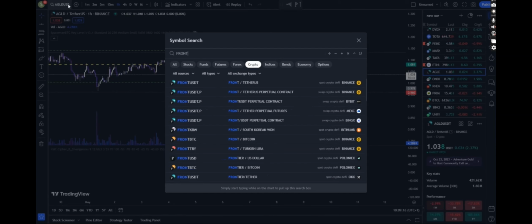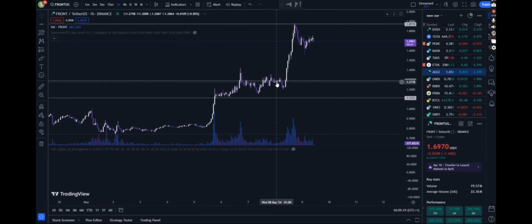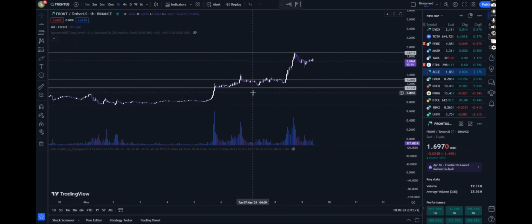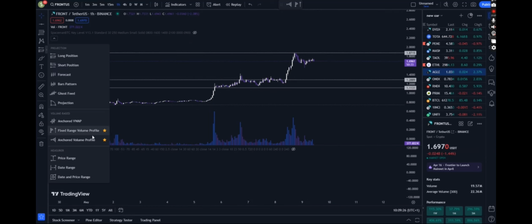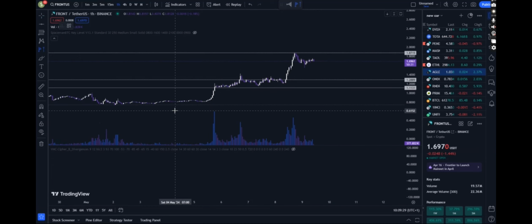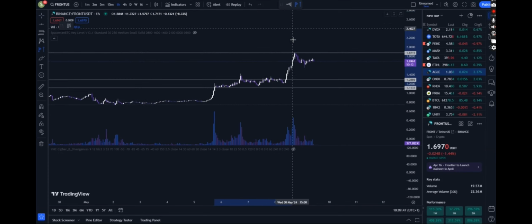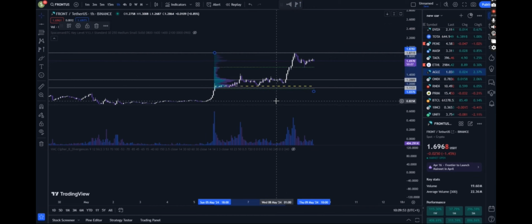I know there's another one that everybody were trading yesterday. So let's go to this one. So we'll go with a fixed range volume profile at the minute, from this low area to this area here. I don't know why that's not working, but yeah. Let's have a look again, from this area to this area.